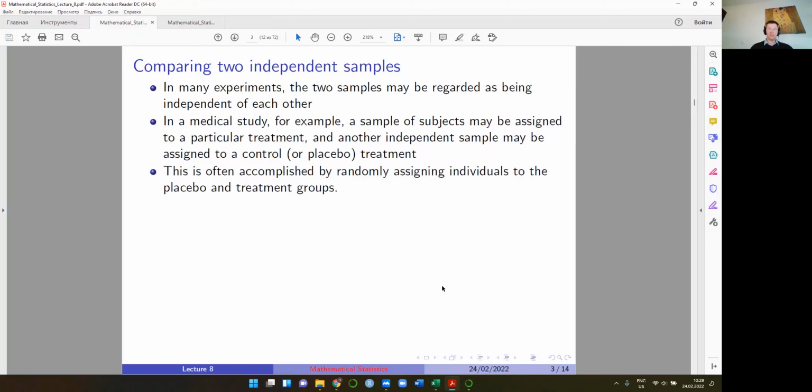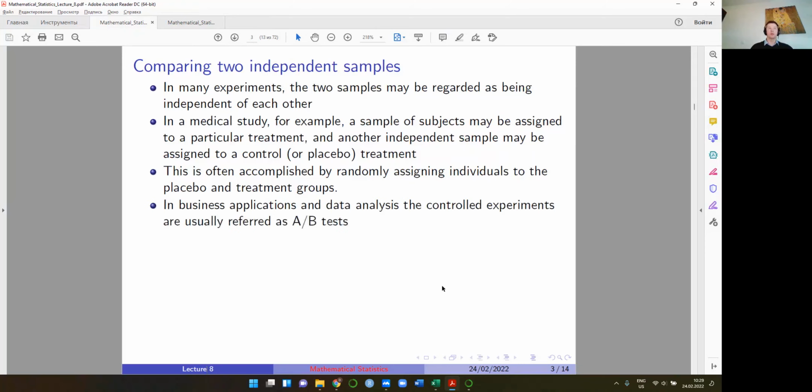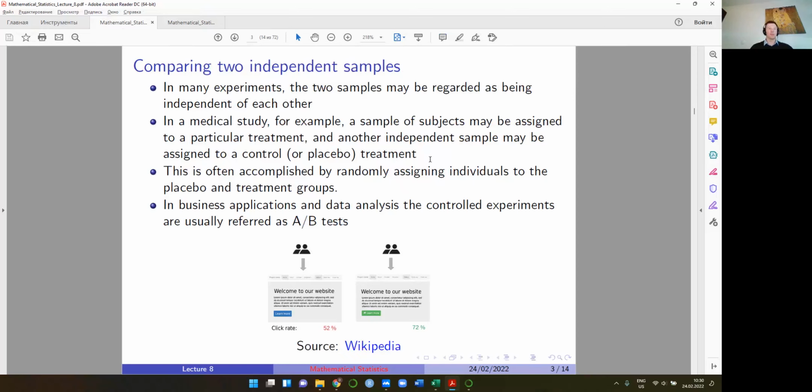Also, in business practice, you can hear about what are called A/B tests. If you search for working positions in the data analysis field, you will immediately see this acronym, A/B test. Why? Because an A/B test is the same as a control experiment. It's the same as in medicine, but it is applied in business practice. For example, I took this from the Wikipedia article on exactly A/B tests.